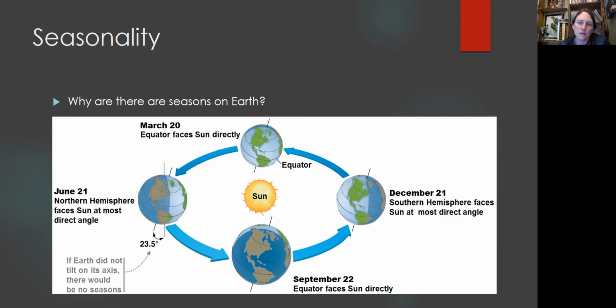And so you get the southern hemisphere facing the sun at its most direct angle in December, and the northern hemisphere facing the sun at its most direct angle in the middle of June, which gives us our summer in June, and it gives the southern hemisphere its summer in December. And then we get fall and spring in March and September, respectively.